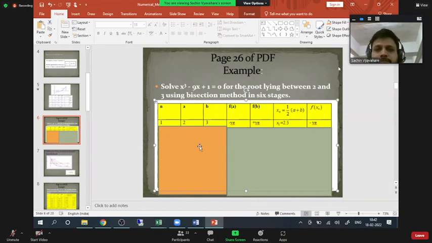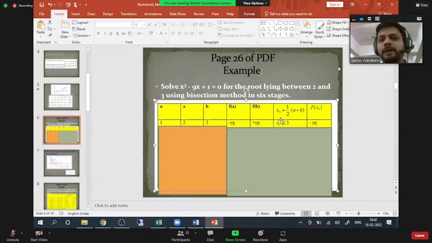Sir, if f of 3 is positive, and it's written in the question that we need 6 stages, then absolutely f of 2.5 should come negative, no? No, not necessary. It depends on the graph. If it doesn't come negative at 2.5, then what value should we take for 6 stages? If in place of x1 some other value comes and it gives a positive one, then how?